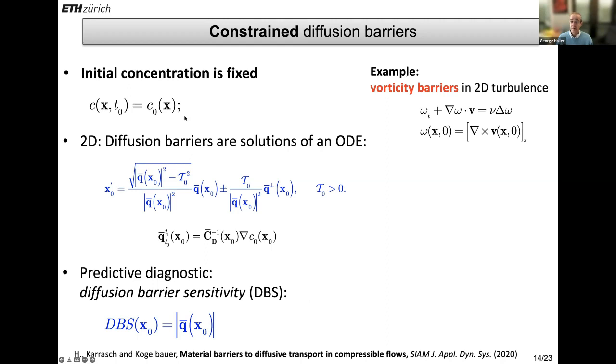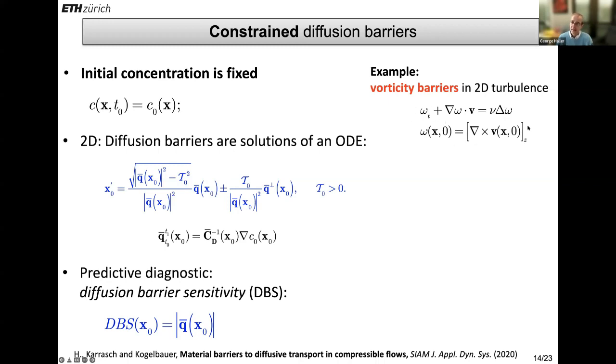Here's an example where you can't get around the initial concentration. You have to live with it, and that's vorticity. So vorticity in 2 dimensions satisfies a passive advection diffusion equation, although vorticity, if you think of it as an active quantity, but this is in 2D, the equation it satisfies. And the initial vorticity is just the initial curl of the velocity field, the z component of that. There's no negotiation around it.